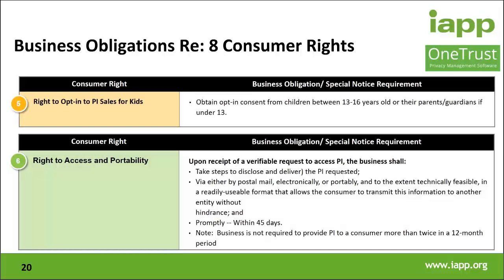With respect to the consumer's right to access and portability, this is the 6th right, and this is under Section 1798.100D. If a consumer asks to access the data, you have to take steps to disclose it, and if you're providing it electronically, it should be in a portable fashion.